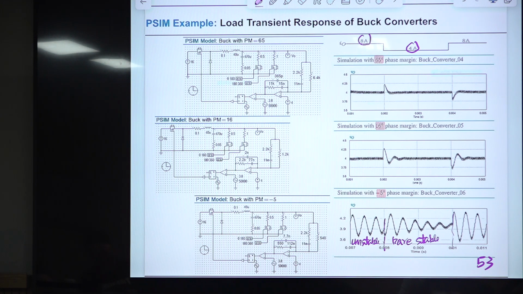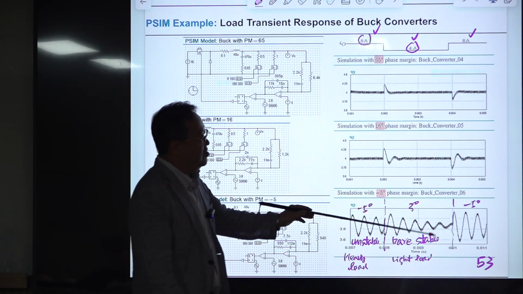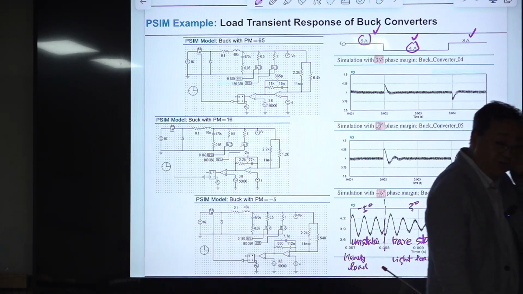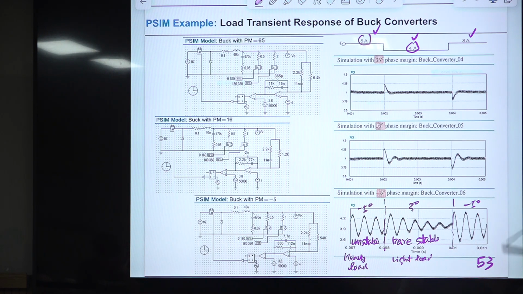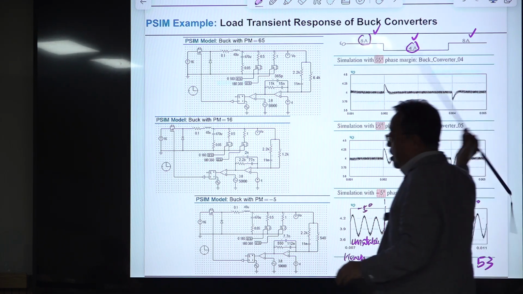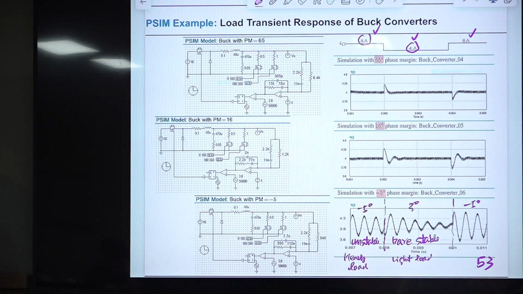Phase margin is -5 degrees here, but the difference is coming from this load current. This is light load condition, and this is heavy load condition. Maybe 30 degrees, something like that, I don't know. So this is a very stable response. This performance depends on the level of the load current.